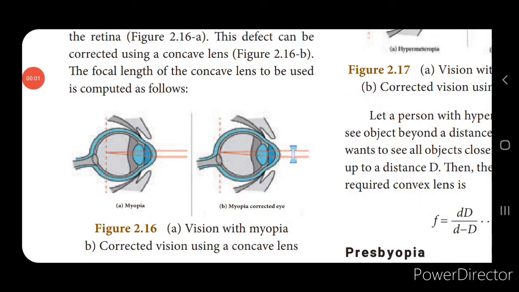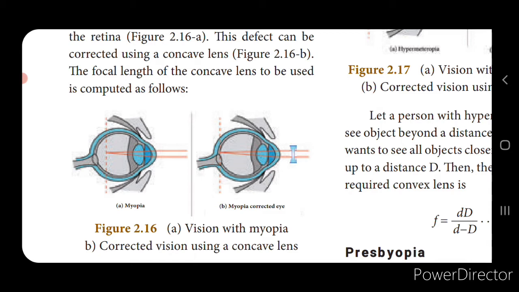Now the next question is the defects of the human eye, right? Now this question can be asked as a single 7-mark question. If this question is asked, you will write the 4 defects, that is myopia, hypermetropia, presbyopia and astigmatism, right? So first you will write what is myopia, what are the causes of myopia, what is the correction, and what is the focal length that is required for the lens, right?